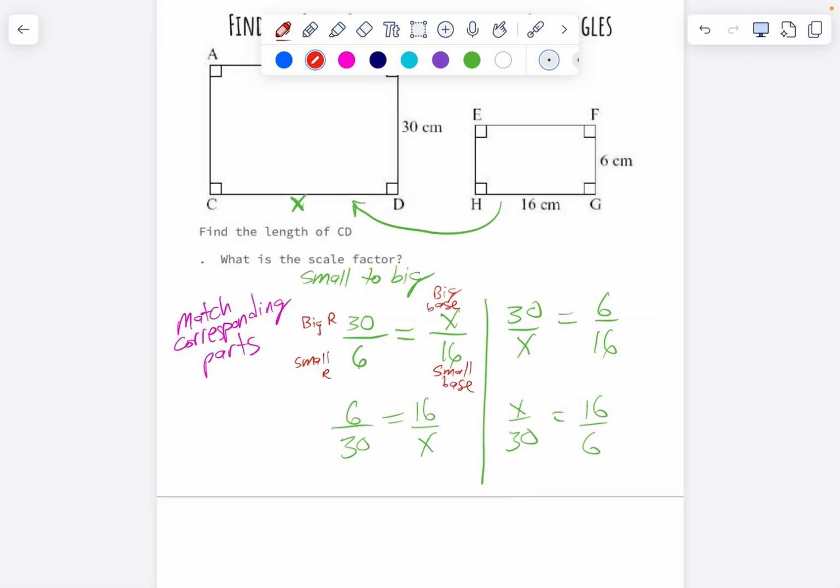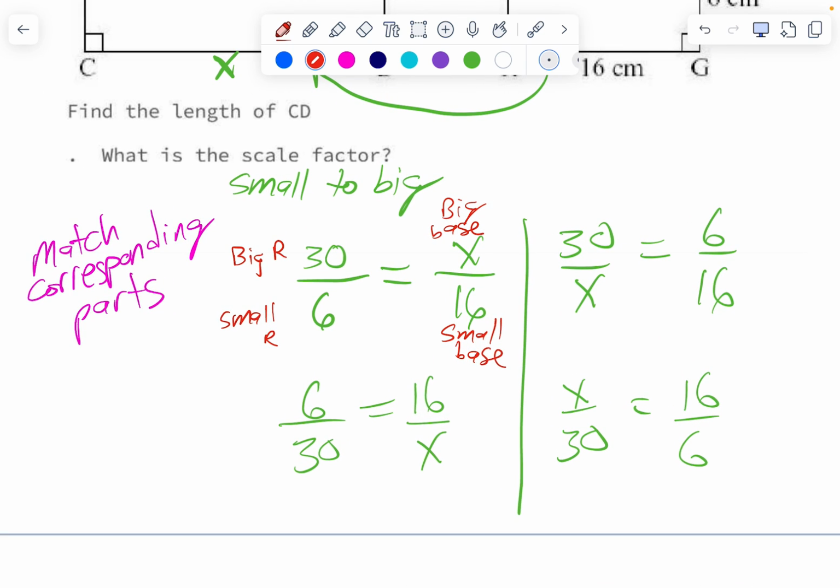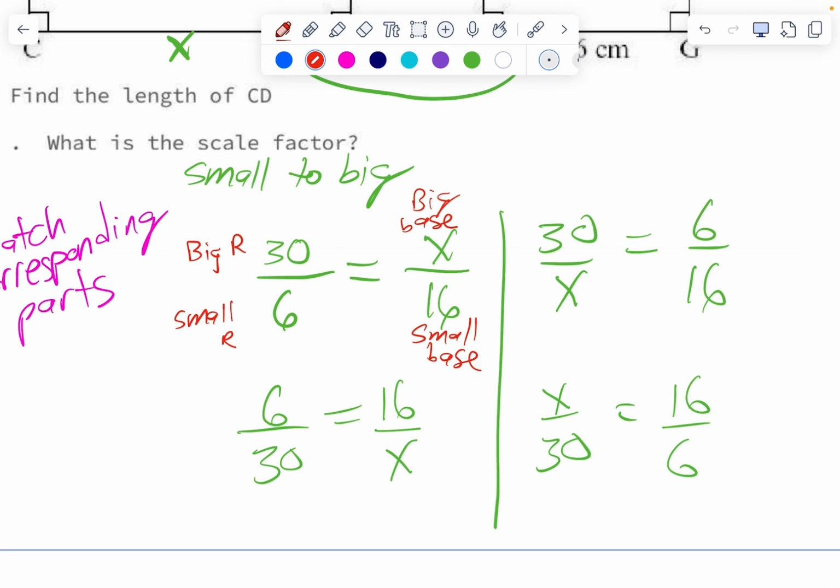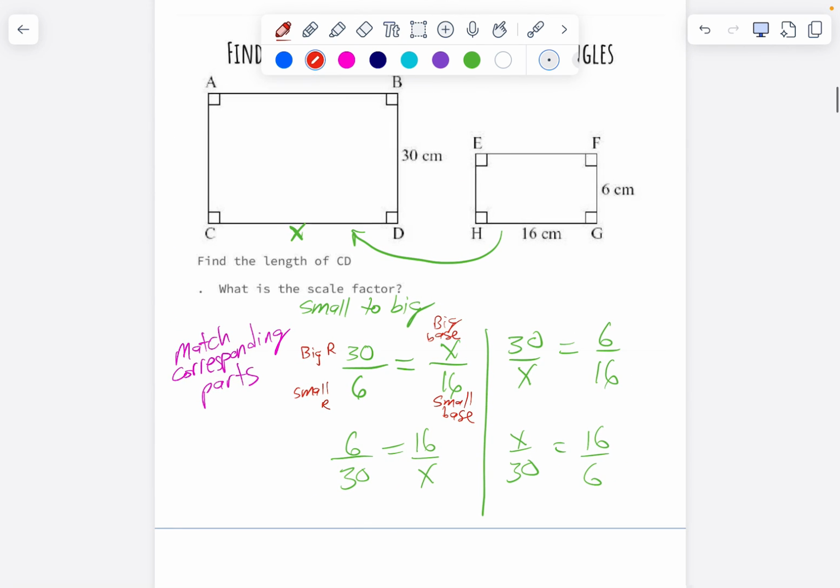So here's the consistency that I want you to note. We went big to small, big to small. So that's consistent. We went right side to right side, base to base. That's consistent. And you can always double check that you've set it up correctly by comparing your description. Okay, let's do, this is going to look a little different. That's big right, the 30, and the X is big base. The 6 is small right, and then 16 is small base.